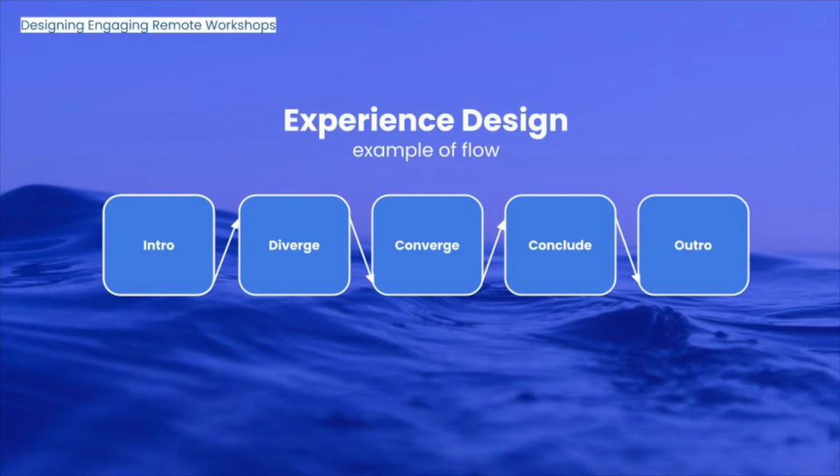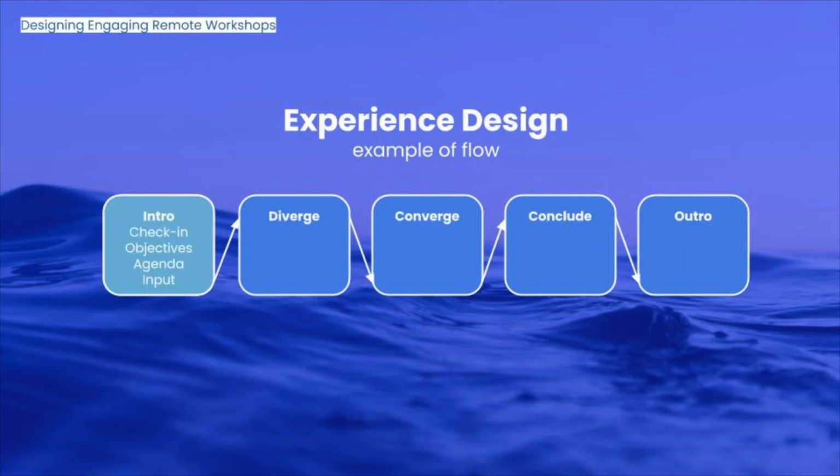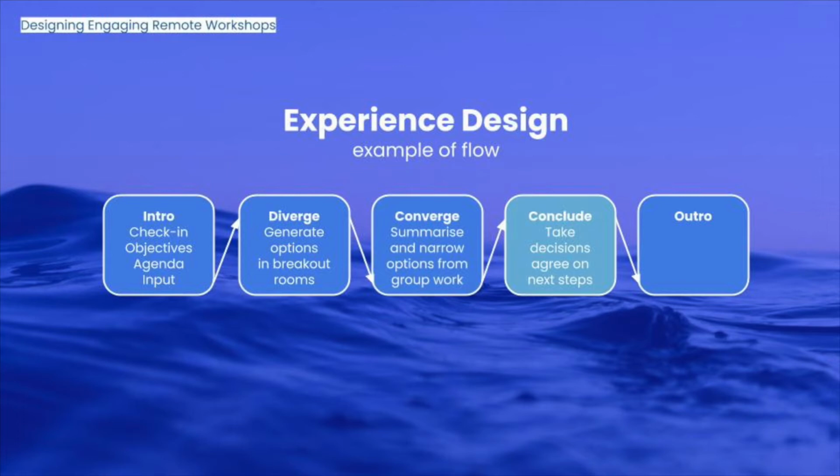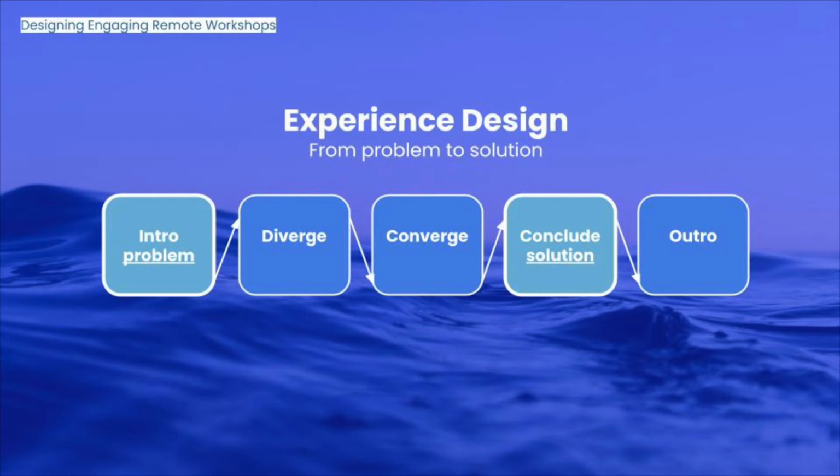You start with an intro, so you have check-in, objectives, agenda, etiquette, input. Then you diverge, you generate options, and you can use breakout rooms, for example. Then you converge, you summarize and narrow the options from group work. Then together you conclude, you take decisions and agree on the next steps. And then you finish the session with a checkout, a reflection, and feedback. And don't forget to help the participants navigate from problems to solutions.